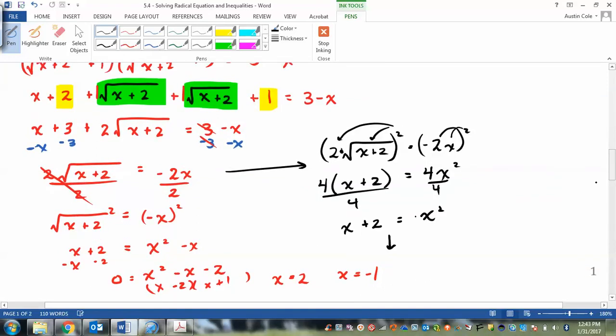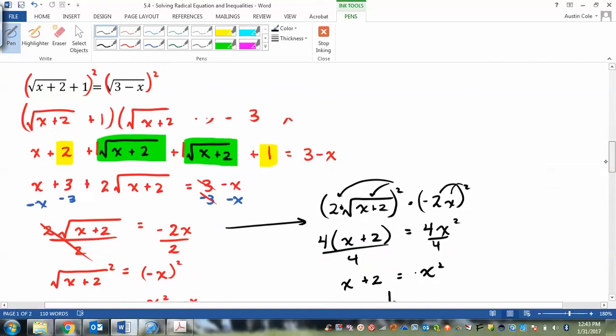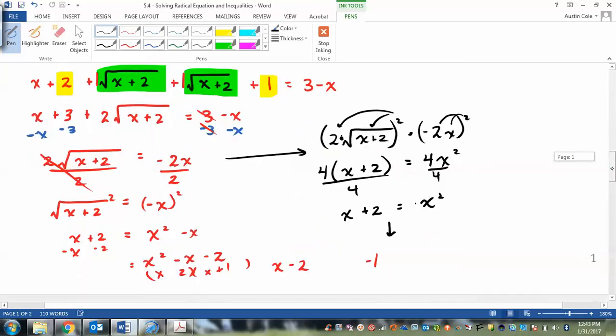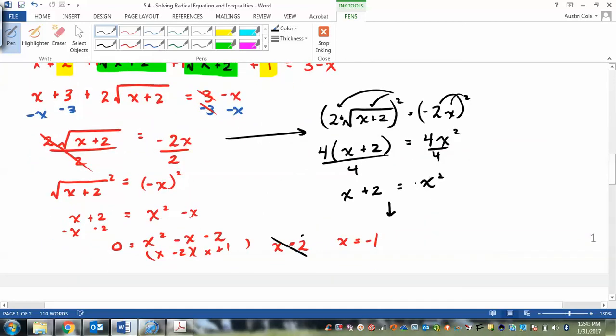I need to plug in positive 2 and negative 1. Okay, positive 2. 2 plus 2 is 4, and the square root of 4 is 2, and 2 plus 1 is 3. So I get 3 there. And then 2, so 3 minus 2 is 1, square root of 1 is 1. So does 2 work? No, it doesn't. We better check negative 1.